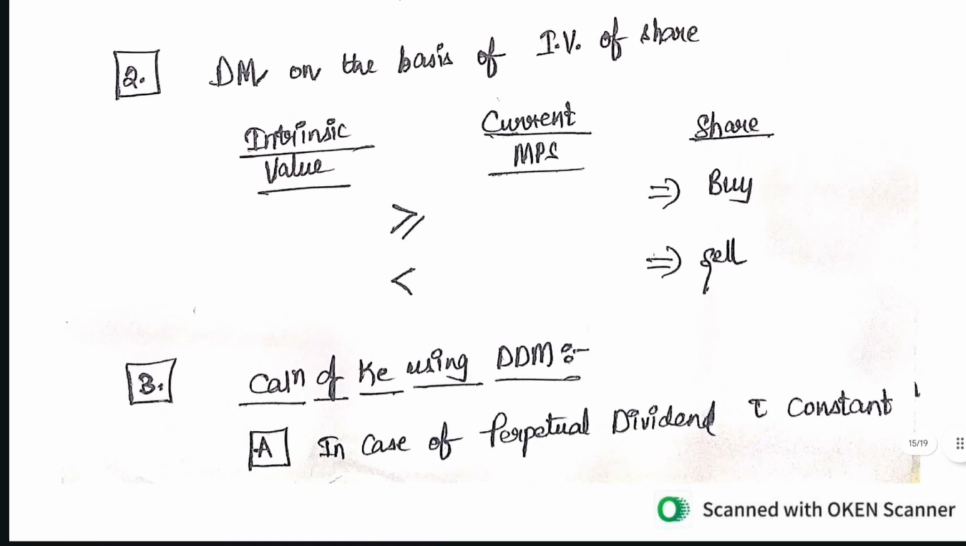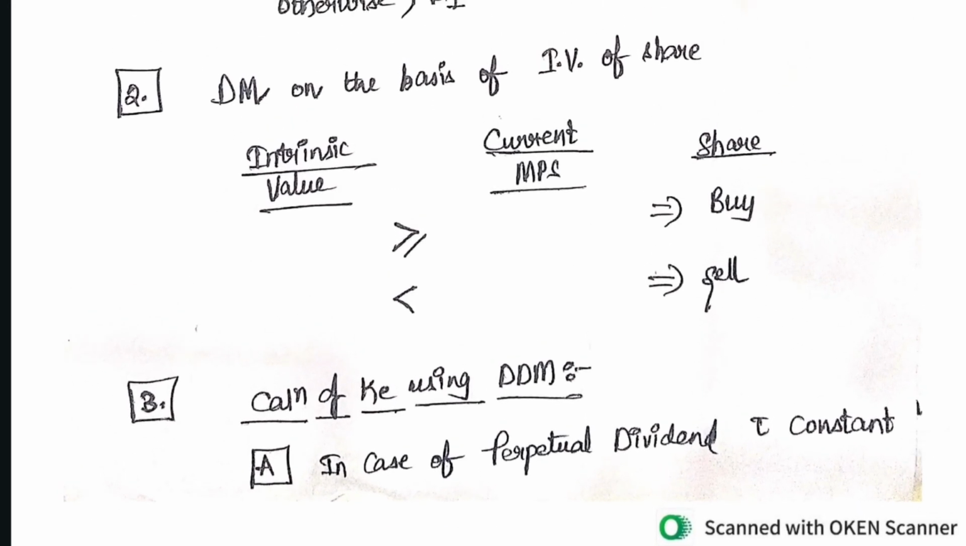Decision making on the basis of intrinsic value of the share. If intrinsic value is greater than or equal to current market price, buy the share. If intrinsic value is less than current market price per share, sell the share.